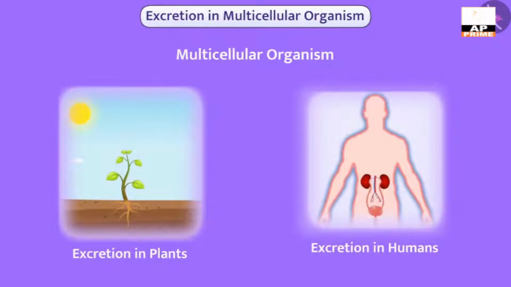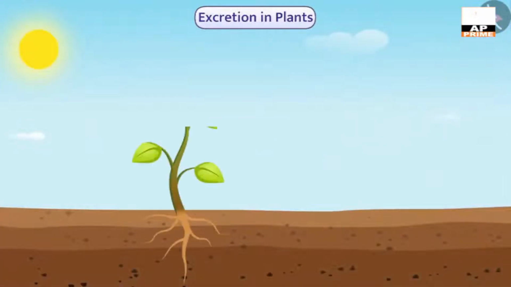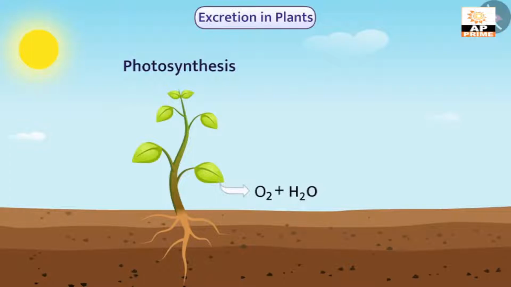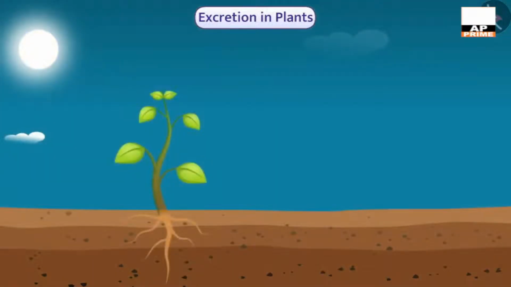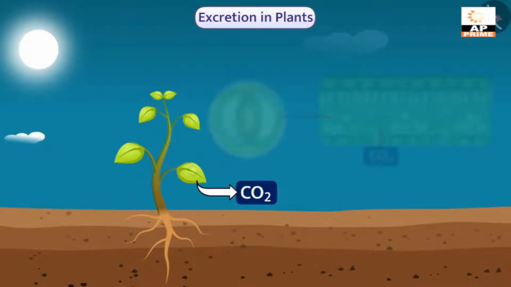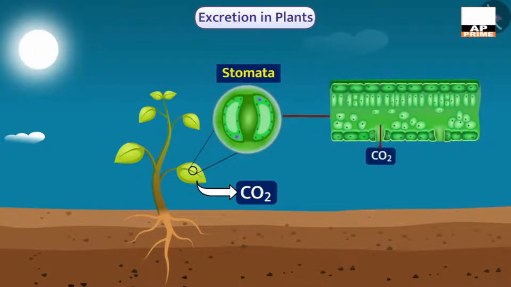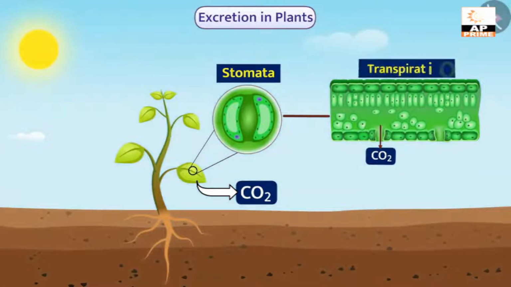Multicellular organisms have specific organs for excretion. In plants, during the process of photosynthesis, waste materials, oxygen, and water get produced. There is no photosynthesis at night, so carbon dioxide is produced as a waste product. These products are removed through stomata present in the leaves. In the process of transpiration, excess water is also removed by the stomata. During night, transpiration does not occur.